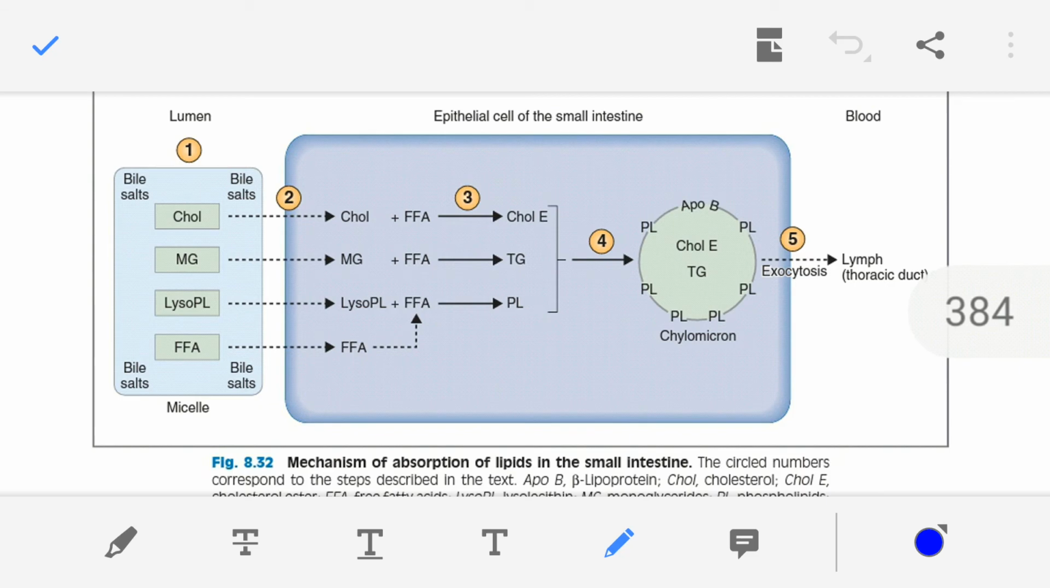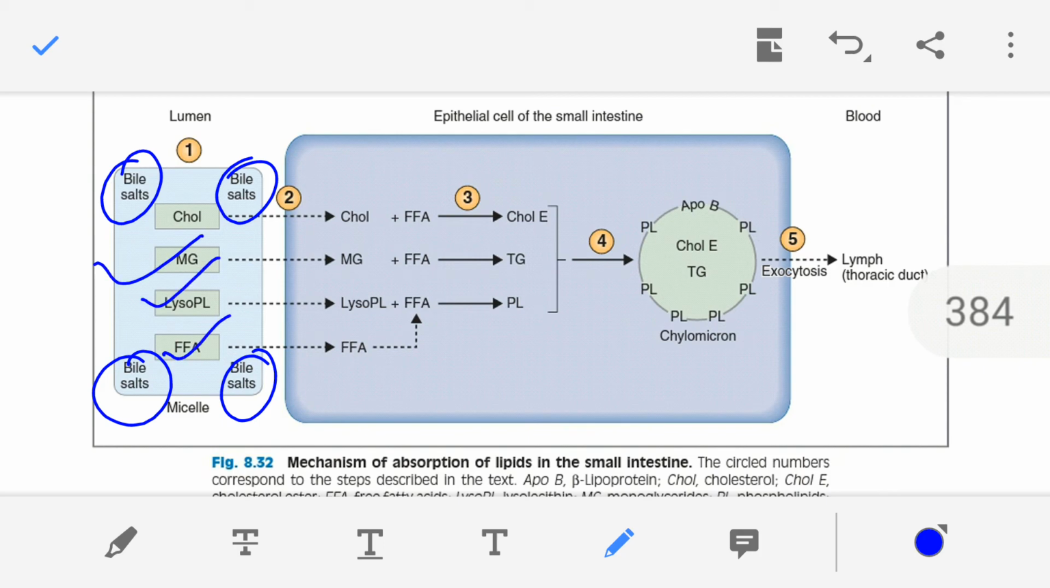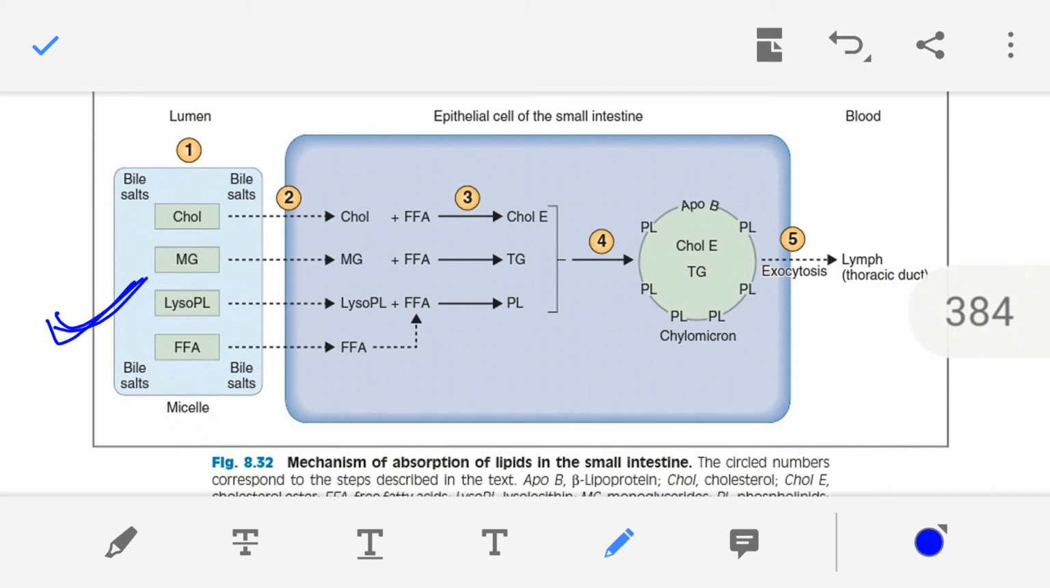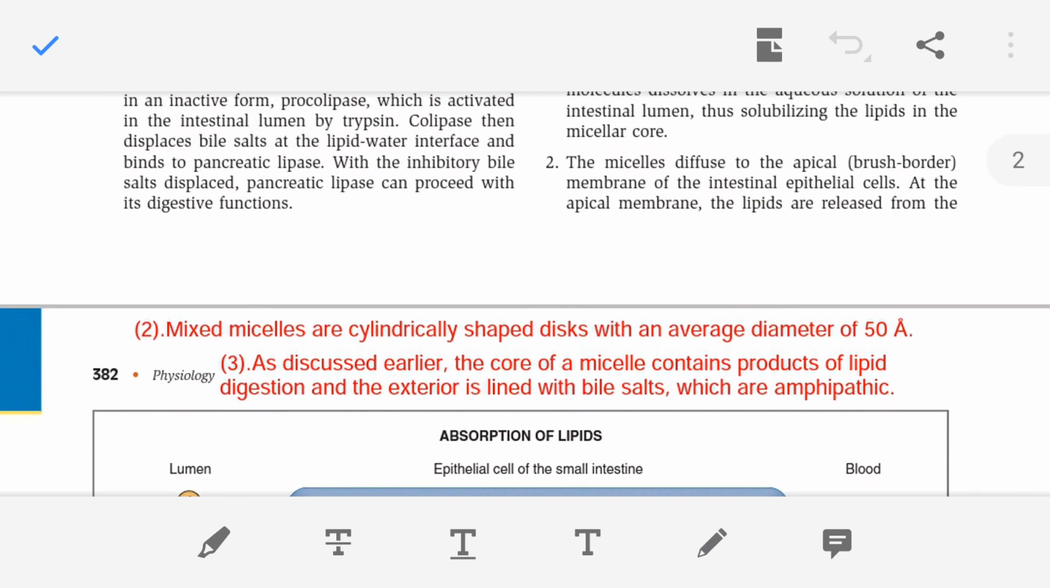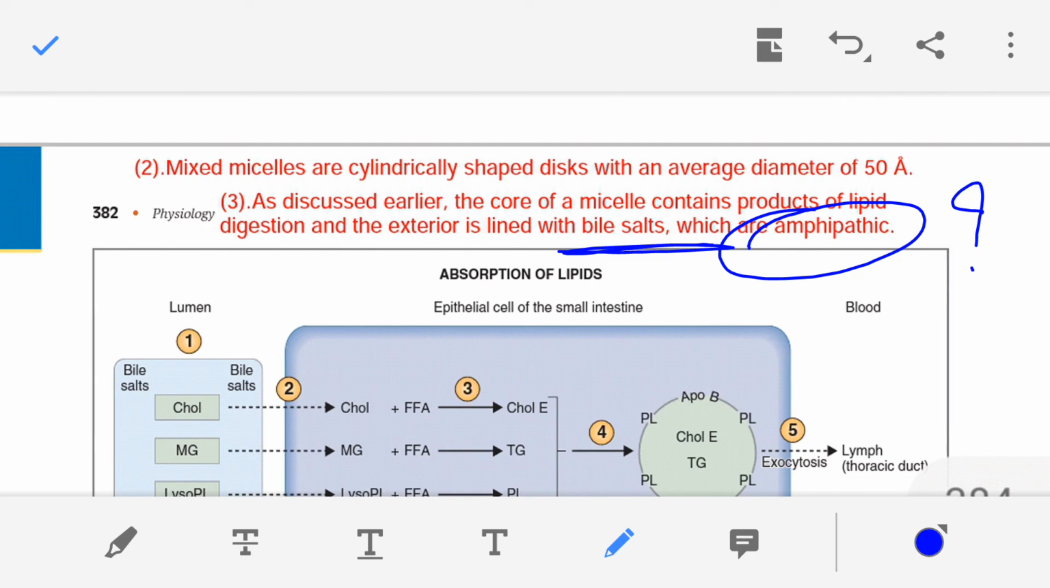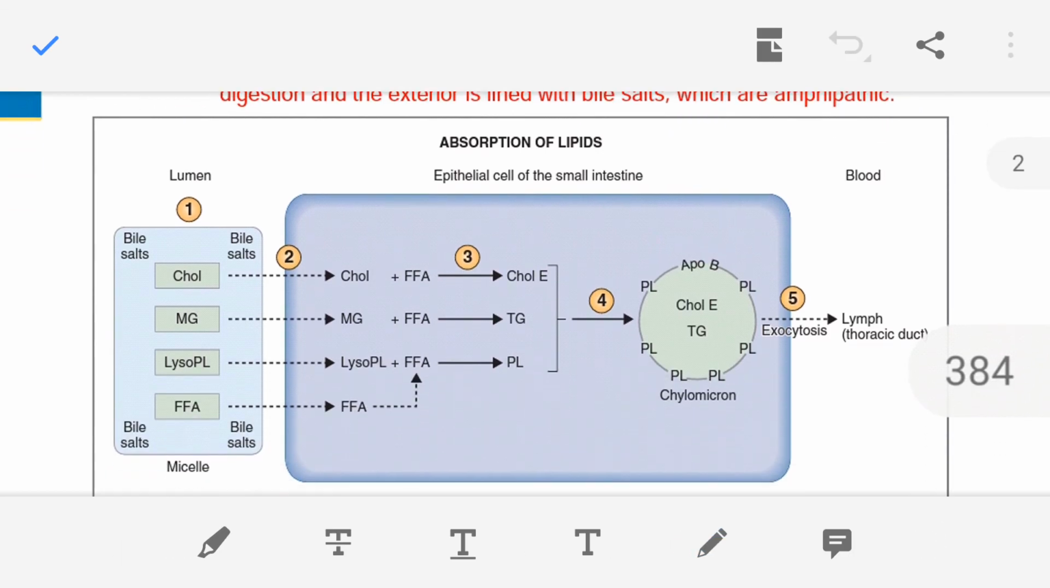And we know in the lumen the bile is poured, and in the bile there are the bile salts. So the bile salts are present around these lipid digestion products, and this is how the micelle is formed. So micelle is a cylindrical disc shape. And what is the meaning of amphipathic? Bile salts are amphipathic. What is the meaning of this? So let's understand this point.